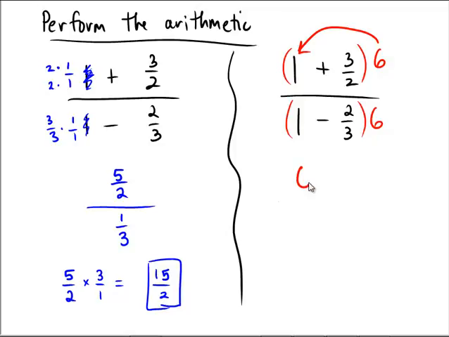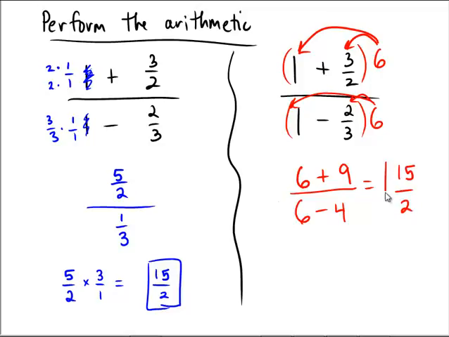1 times 6 is 6. 3 halves times 6 is, 6 divided by 2 is 3, and 3 times 3 is 9, over 6 times 1 is 6, and here 6 divided by 3 is 2, and 2 times 2 is 4. So now we have, well, what do we have? 6 plus 9 is 15, and 6 minus 4 is 2. The exact same answer.